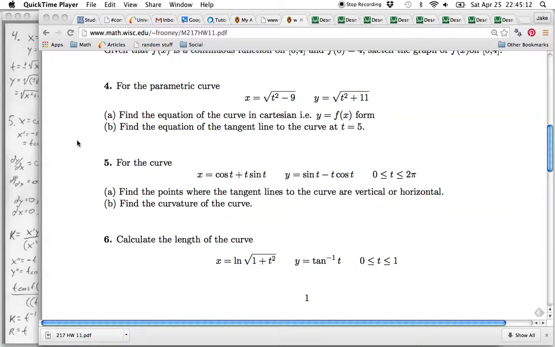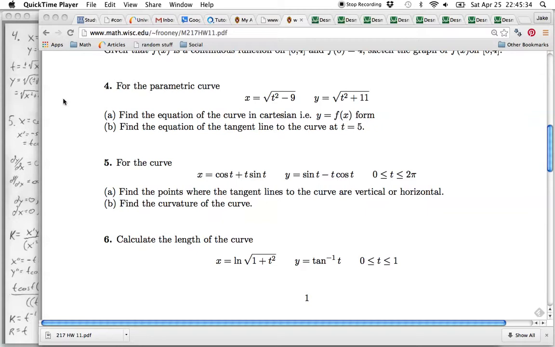Okay, in this video we're going to work through numbers 4 and 5. They're both dealing with parameterized curves. So in number 4 we have a curve parameterized as you see here, and we're asked to find the equation of the curve in Cartesian. That means we want y to be a function of x.